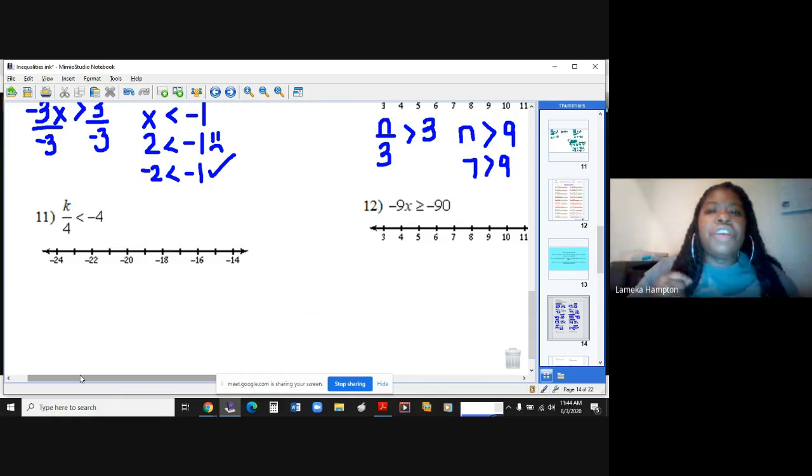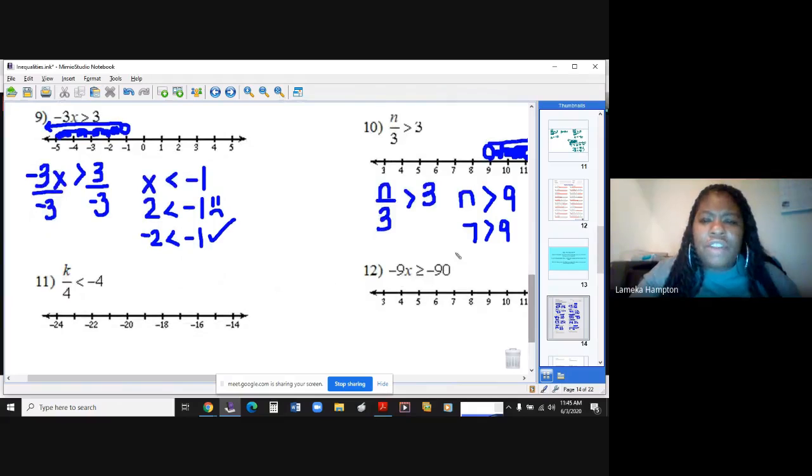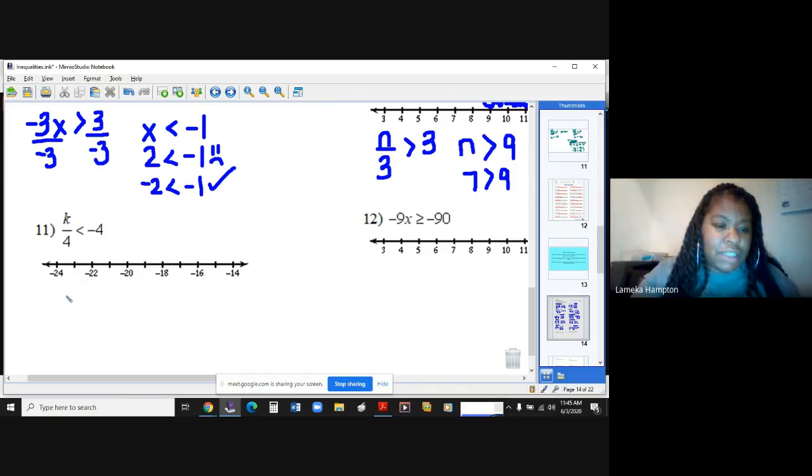All right. Number 11. Number 11 is a division problem. Number 11 is just like number 10. The only difference is now we are going to multiply by a negative number. So when we multiply by a negative number, now we have to flip the sign.